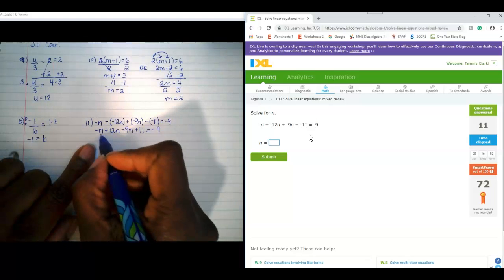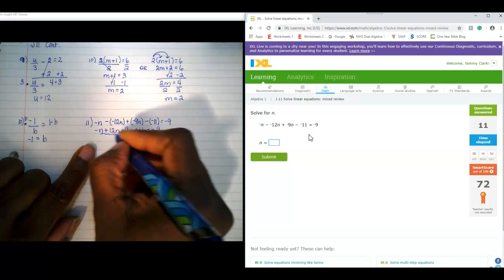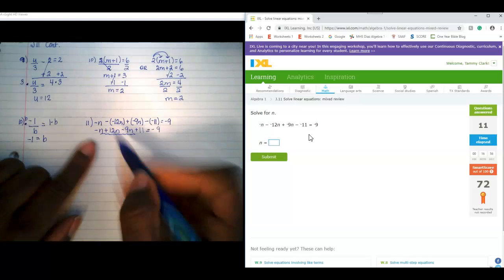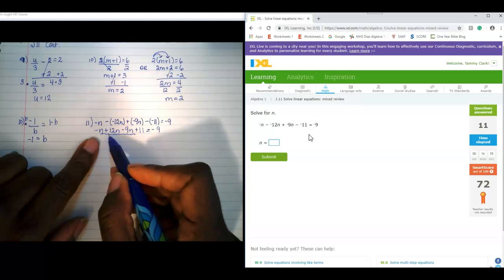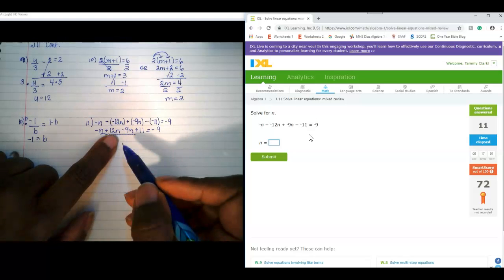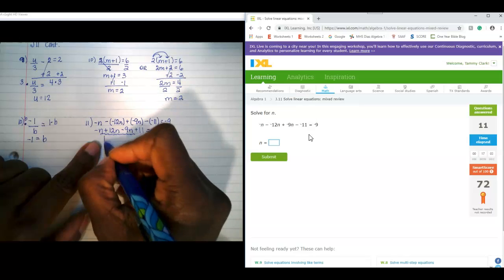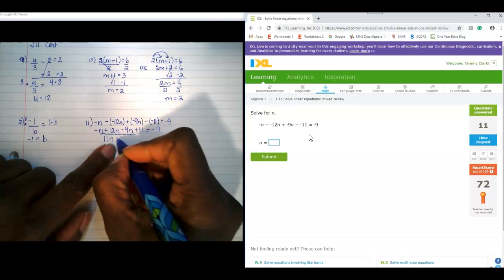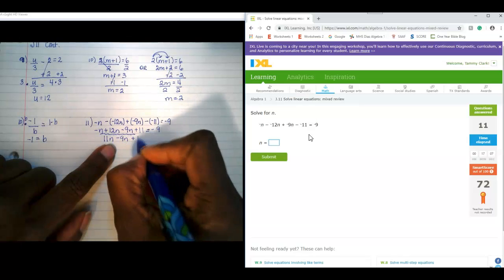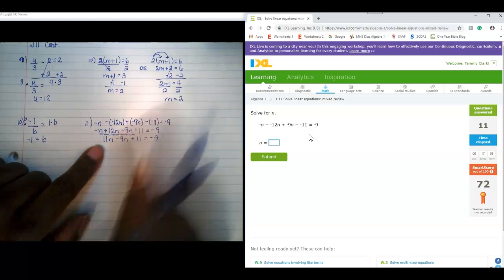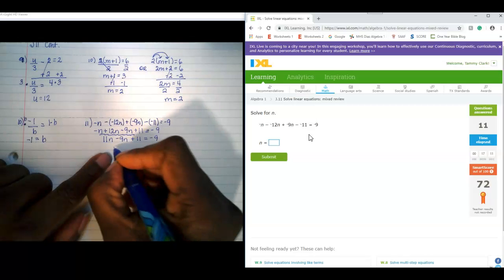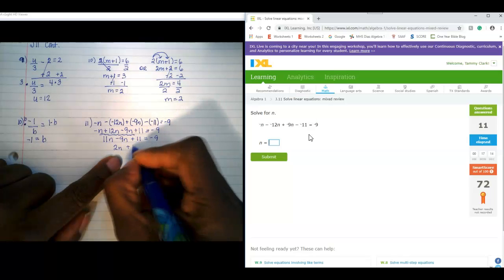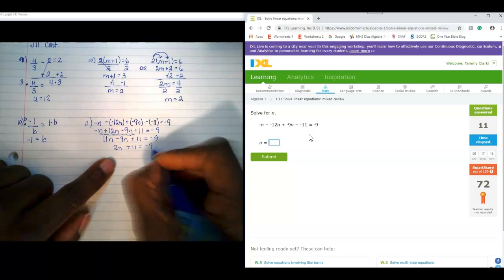Let's go ahead and combine some like terms here. If you're doing buckets, put them in buckets. So negative n plus 12n. Well, 12 has the advantage by 11. So that's 11n minus 9n plus 11 equals negative 9. Combine these like terms. That's 2n plus 11 equals negative 9.